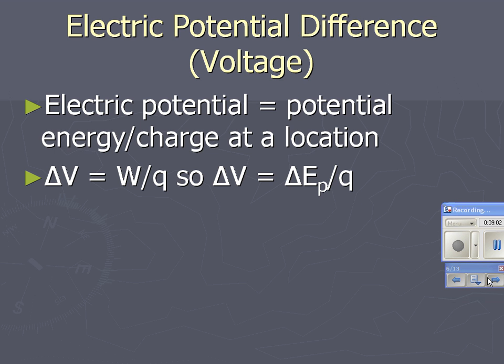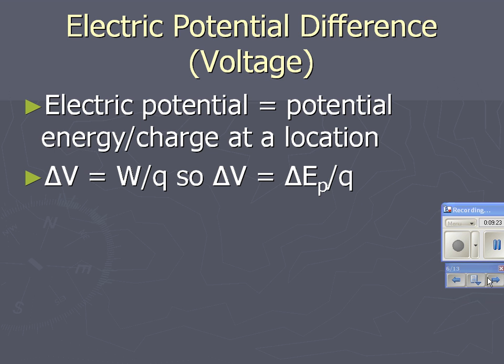Oftentimes when we write V for voltage, what we really mean is delta V for potential difference, for change in voltage. And the potential difference, or the voltage, equals the work done in moving an object divided by how charged that object is. The work done in moving it from point A to point B divided by its charge is equal to the potential difference. And remember, work and energy are interchangeable.